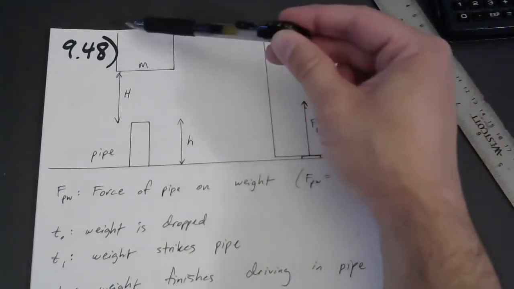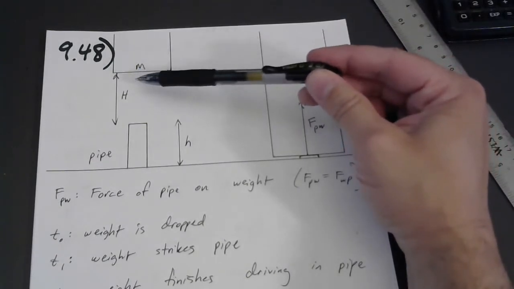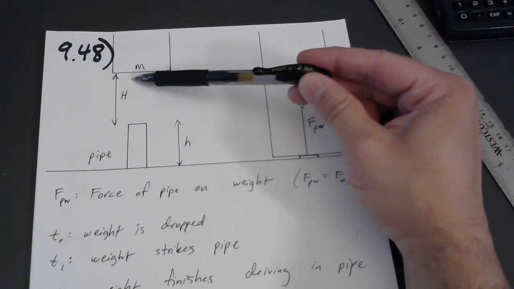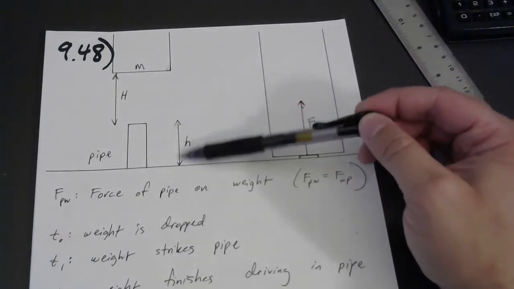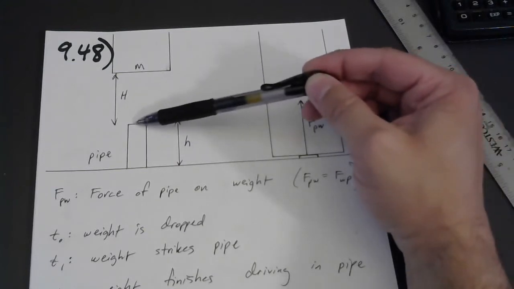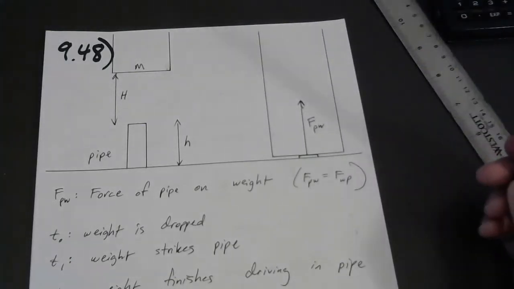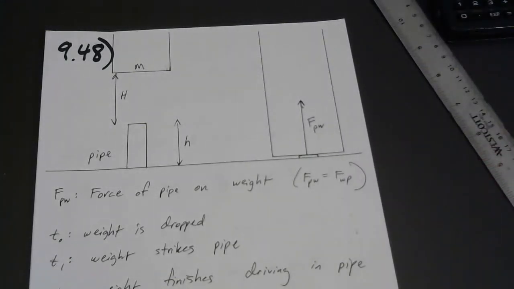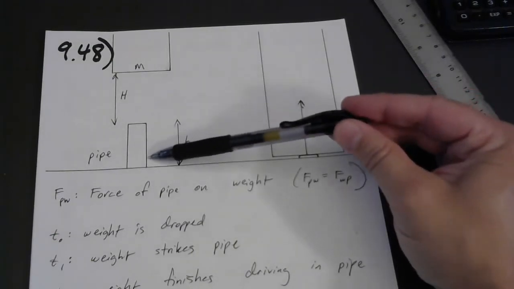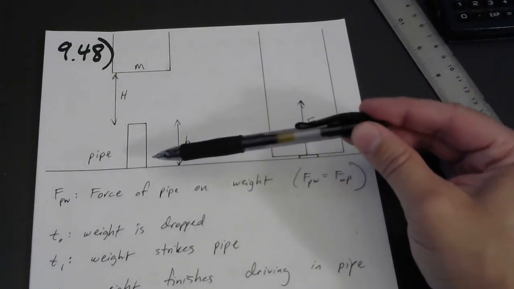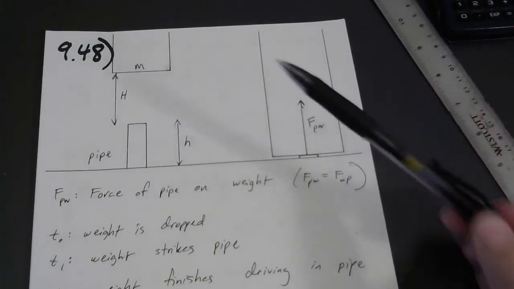I'll call this the weight, and it's got a mass m. And this picture is not to scale because this height, capital H, is considerably greater than lowercase h. This is only 35 centimeters. This is 150 centimeters, or 1.5 meters. And the question is asking you to find, during the time that this pipe is being driven into the ground, what's the average force that this weight exerts on the pipe, which is an interesting question.